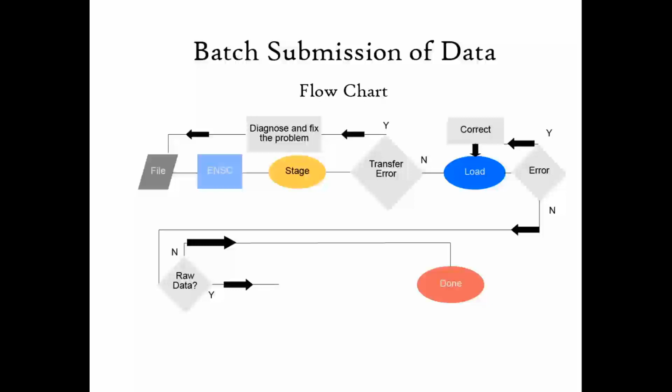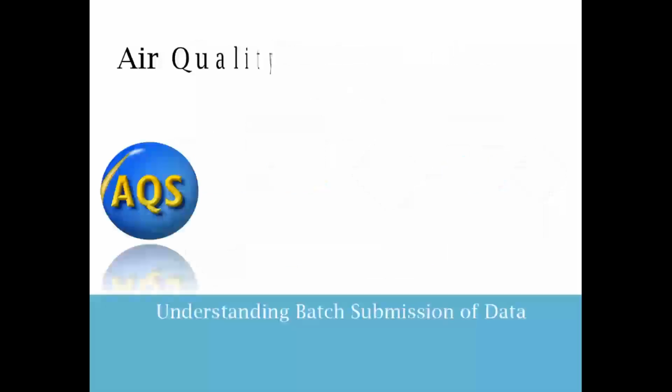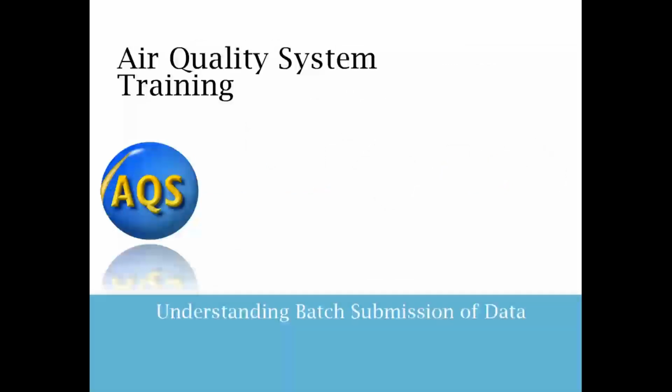Next is step 5, post. Post moves data from where it can only be seen by members of the relative screening group to where it can be seen by any AQS user. It also updates all of the summary values that the raw data contributes to. This means that it will be used by EPA in any calculations. You should now have an understanding of the batch submission process. Thank you for watching.